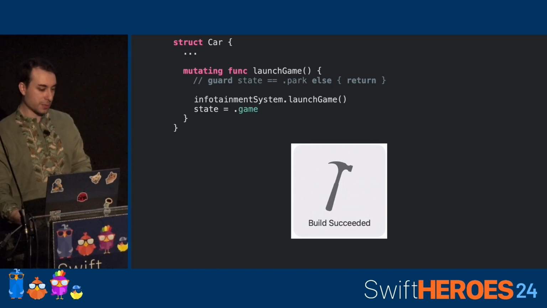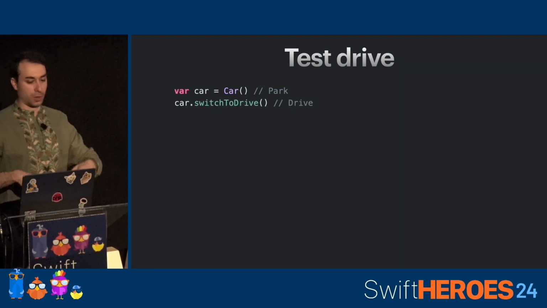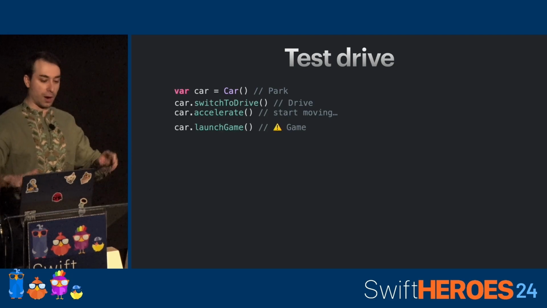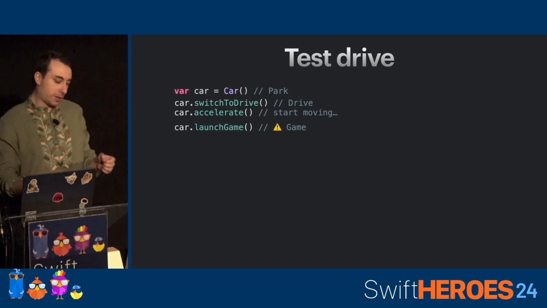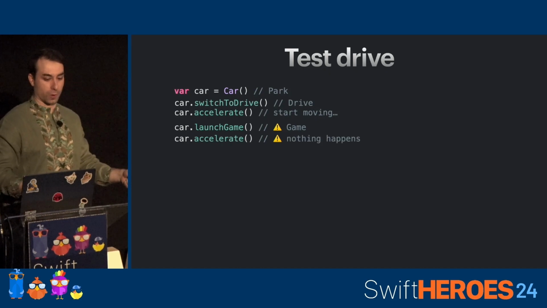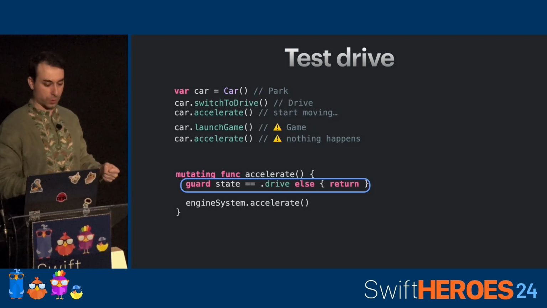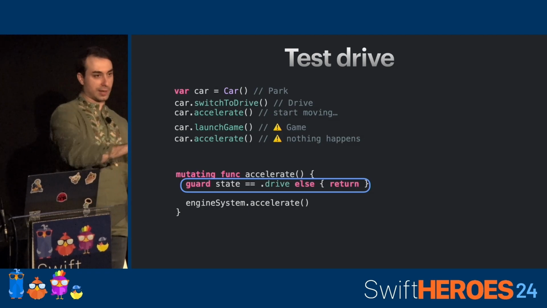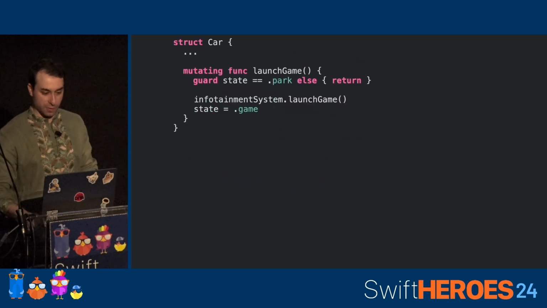So, okay, we make this mistake and we take the car on a test drive yet again. So we start in park mode, we switch to drive, we accelerate, the car is moving. We try to launch the game. Oh, and now the game actually launches, right? Because we removed the check. That's okay, just concentrate on the road, ignore the game, fine. Oh, but the acceleration doesn't work anymore. Because remember, we still have the check that we must be in drive mode in order to accelerate, but we are now in game mode. So I'm on the road, overtaking the truck, but I can't accelerate. So this is really bad. So I brake and stop to save my life.